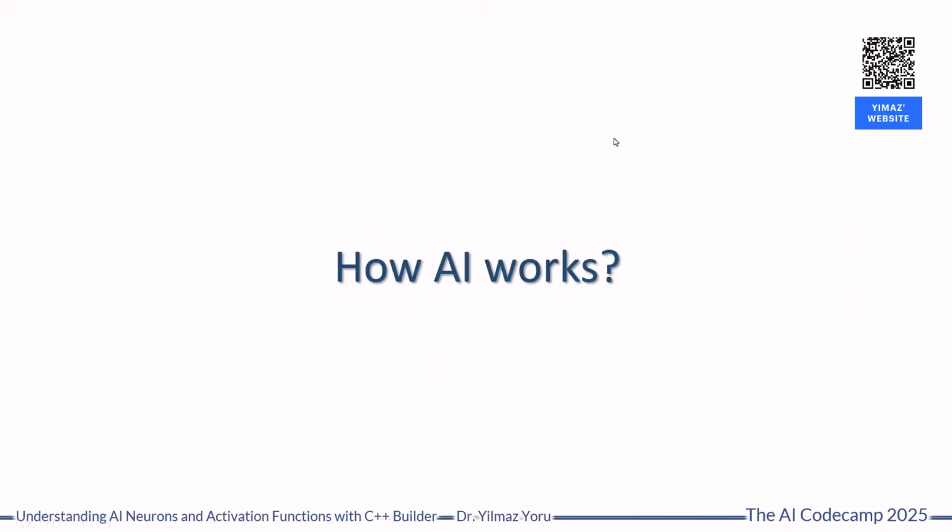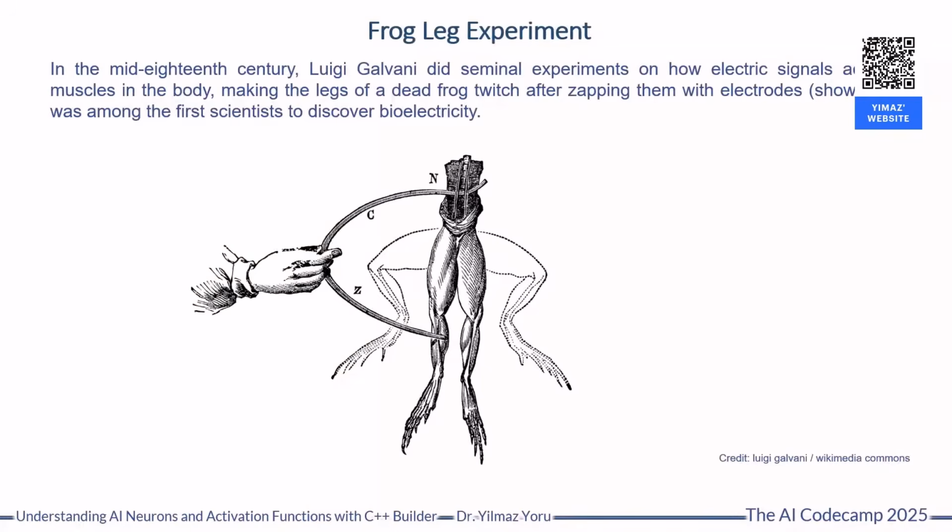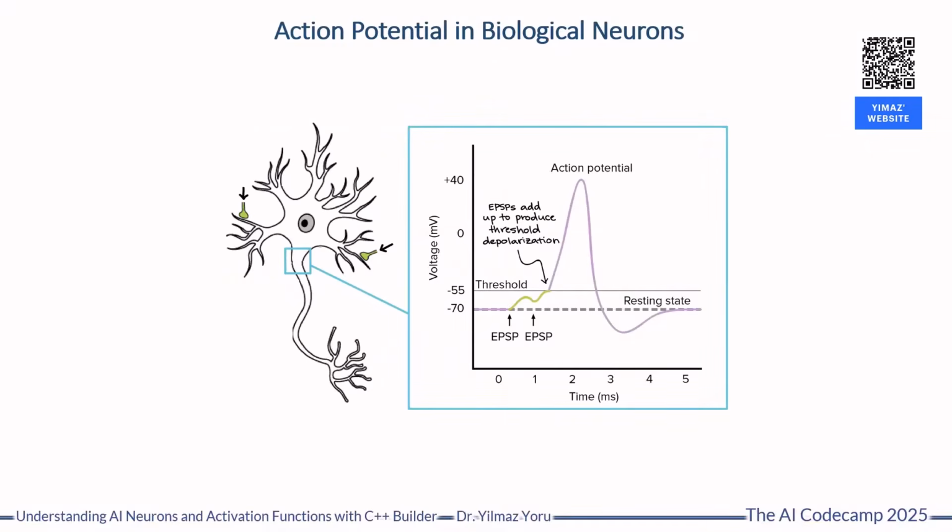Now let's look at how AI works. In the mid-18th century, Luigi Galvani did seminal experiments on how electrical signals activated muscles in the body. He used frog legs here, making the legs of a dead frog twitch after zapping them with electrodes, and was among the first scientists to discover bioelectricity. Then scientists researched the action potential in biological neurons. When there is a signal, there is a threshold, and then there is an action potential coming and a resting state.